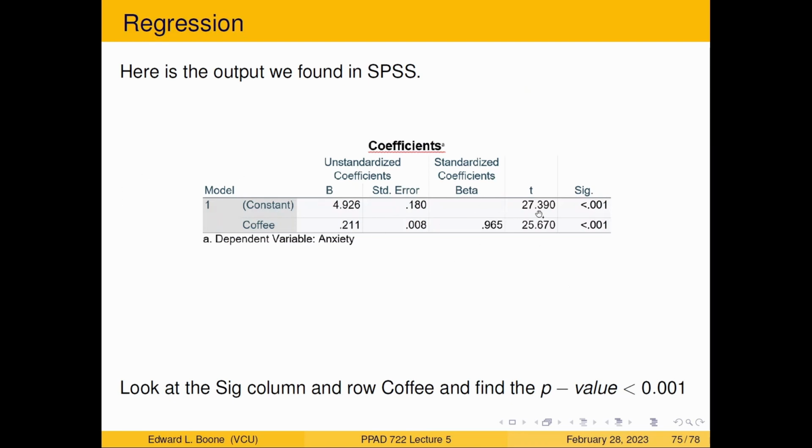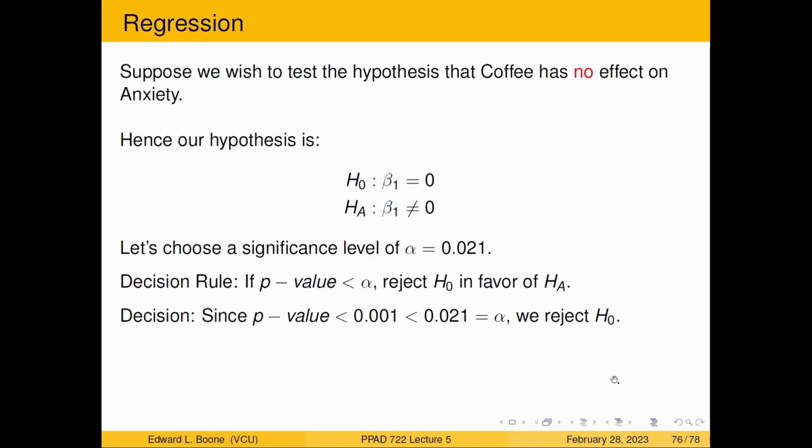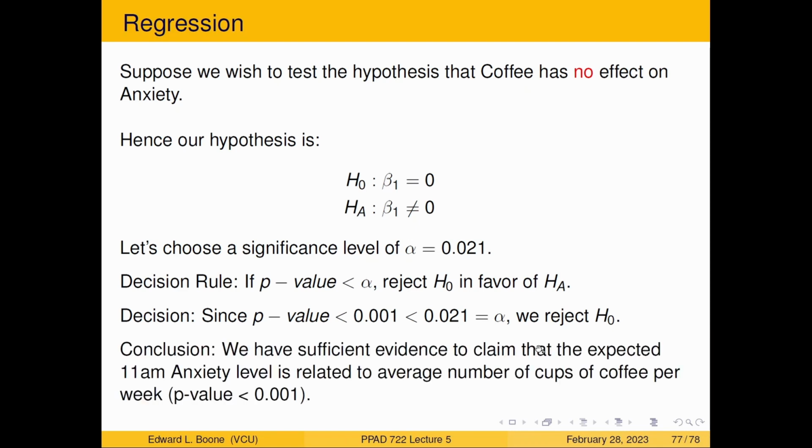So here's our output again, and the significance column is the one that has our p-value in it. We're specifically interested in the one associated with coffee, and here we see that 0.001 is the p-value. So we can come back over and make a decision. Since our p-value is less than 0.001, which is less than our alpha, which is 0.021, we reject H naught. And we can make a conclusion. We have sufficient evidence to claim that the expected 11 a.m. anxiety level is related to the average number of cups of coffee per week, and here's our p-value.